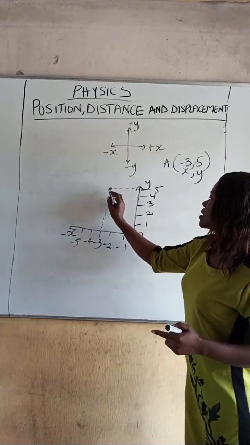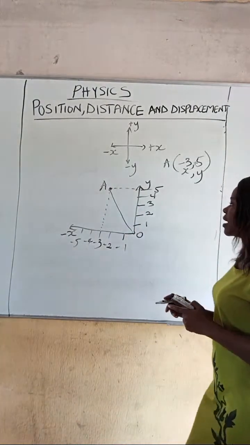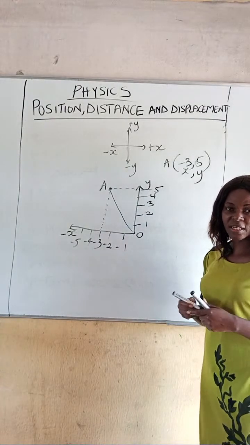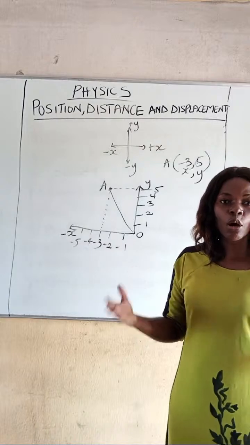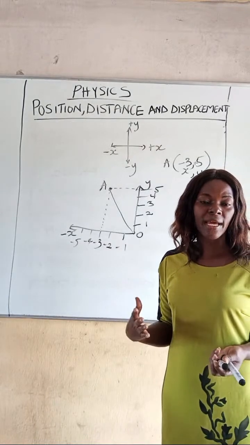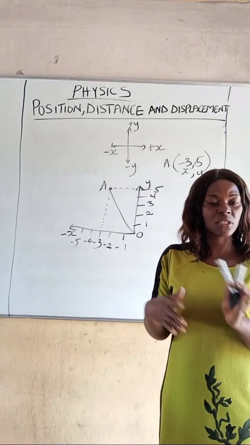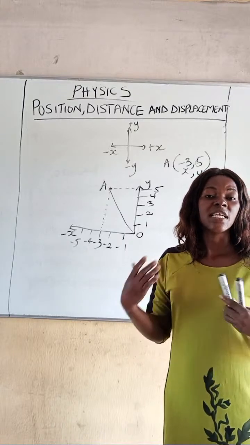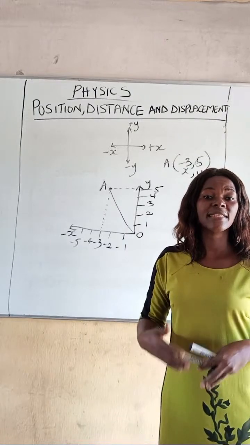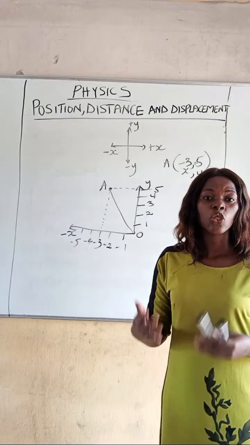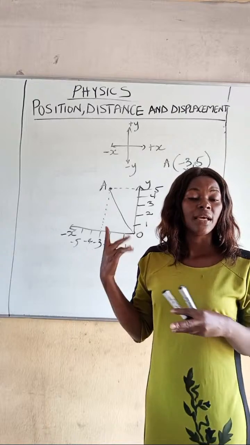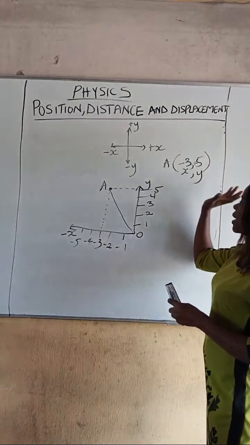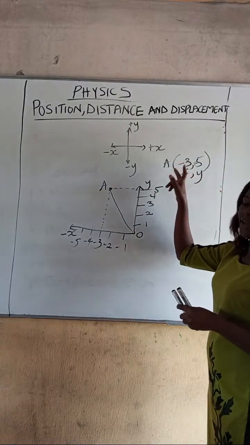Okay? Now this is the object A. I'm able to locate this object. I hope you understand. So if you're asked to locate any object, you're going to first know whether it is negative or positive. And remember, I said most times you locate an object in a plane because it has just the x and y axis. It has just 2 coordinates, the x and y axis. Okay, so this is how we can locate this object A.